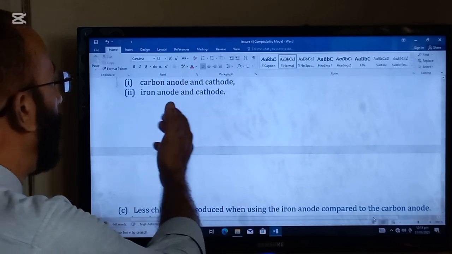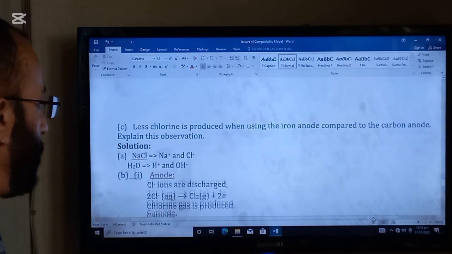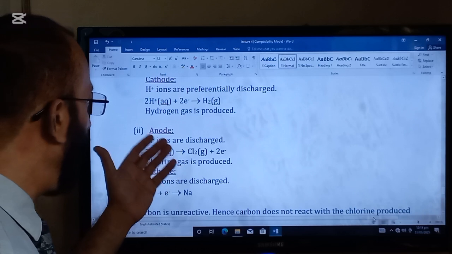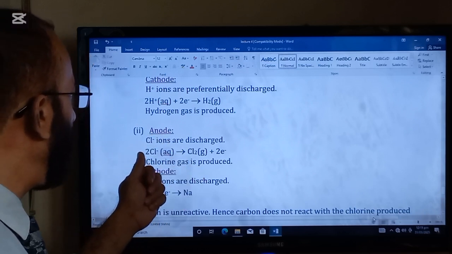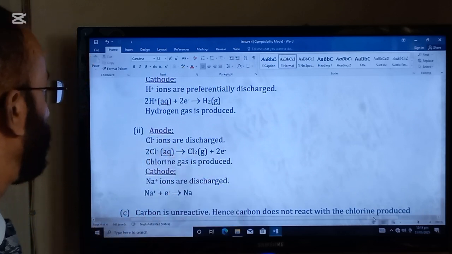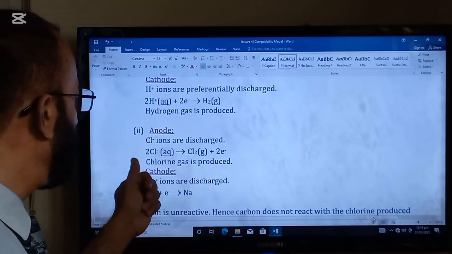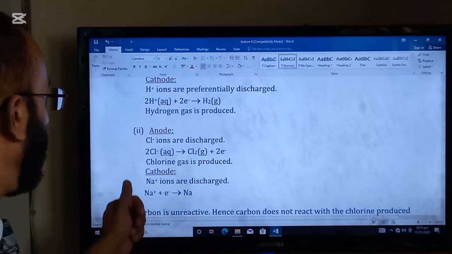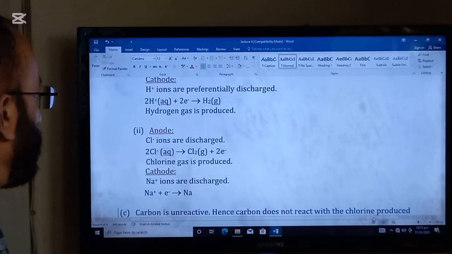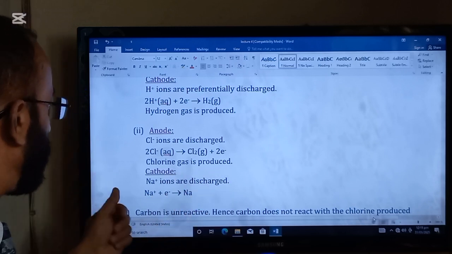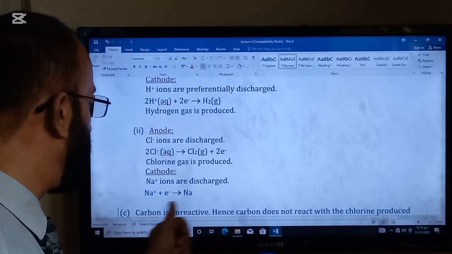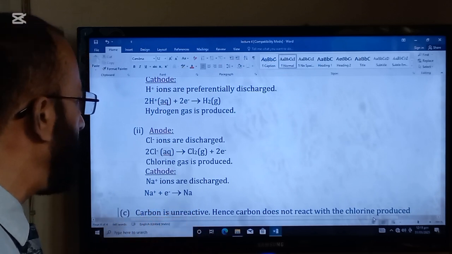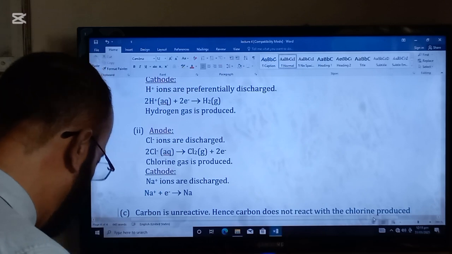In second part, when electrodes are iron anode and cathode, the reaction at anode will be: chloride ions are discharged, and the equation is 2Cl- forms Cl2 plus 2 electrons. Chlorine gas is produced. And at cathode, Na+ ions are discharged and the reaction is Na+ plus 1 electron forms Na. Sodium metal will be produced.